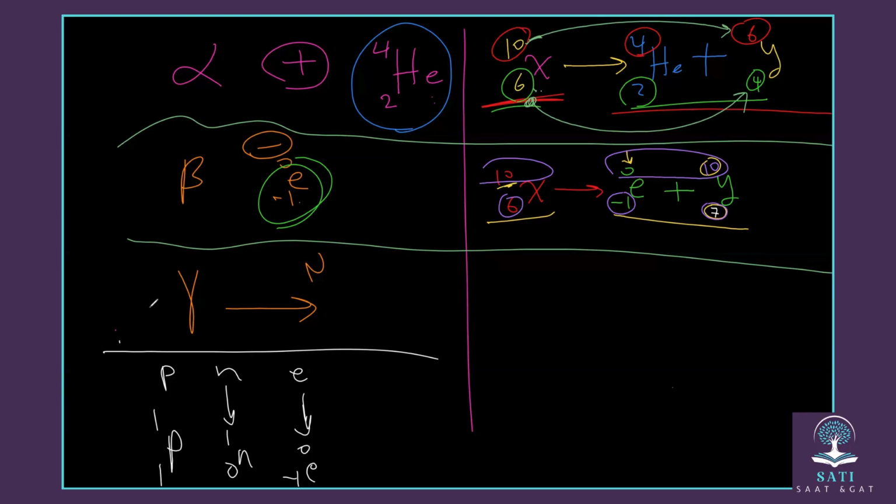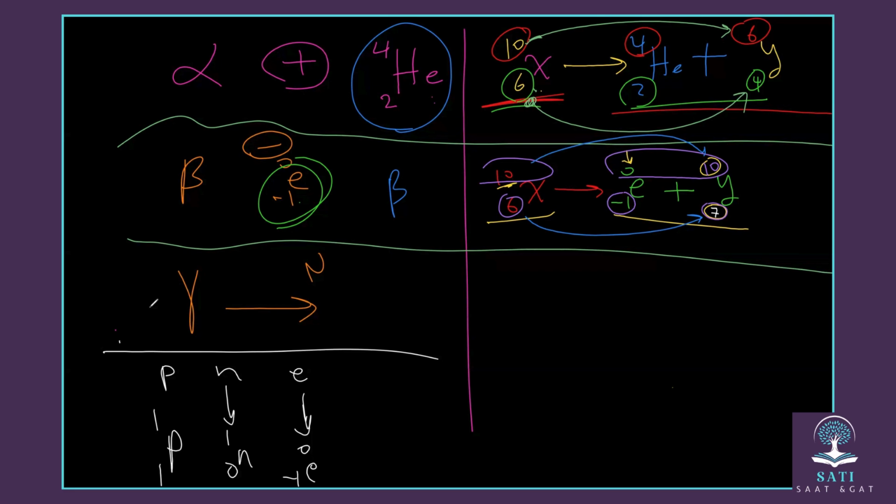Atomic mass on the left side and right side are the same. Atomic number on the left side and right side are the same. But look what happens here. When a nucleus emits beta, what happens to the atomic mass and what happens to the atomic number? The atomic mass remains as it is. So 10 remains 10. So there is no change in the mass of an atom when it emits beta.